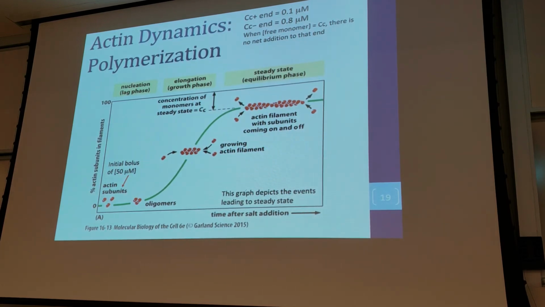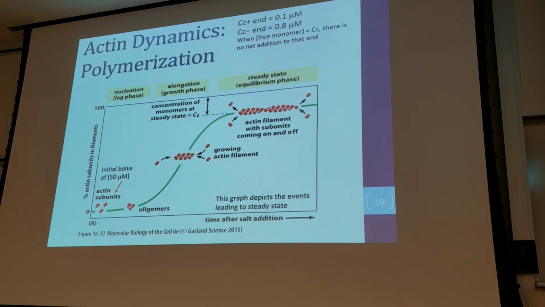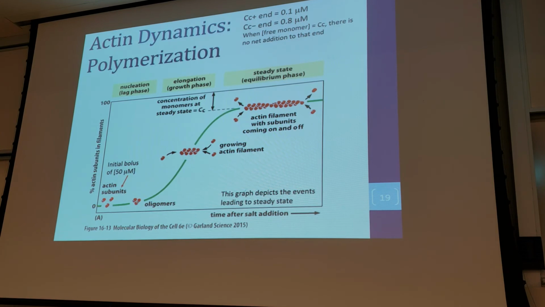So at 0.8, what happens at the minus end? It'll stay the same. Are subunits being added? Yes. But there's no net addition, right? So there's equal amounts of addition as we see loss. No net addition at the minus end. Still net addition at the plus end. So the filament is still growing.